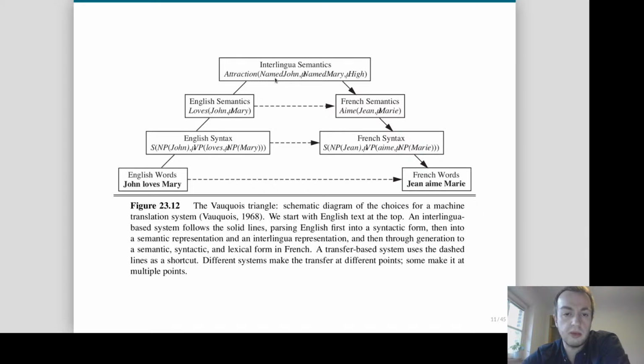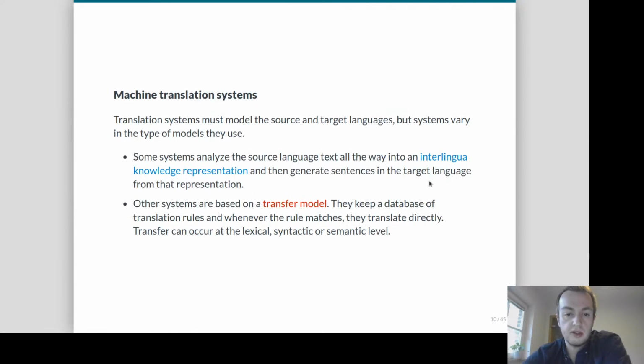And so you could also try to map your sentence into this global semantic representation, and then try to decode this representation back to the French sentence, right? And so this is the first bullet in this list. So some systems analyze the source language text all the way into an interlingual knowledge representation and then generate sentences in the target language from that representation. And then you may have other systems that are based on a transfer model, and they will keep basically a database of translation rules, and then whenever the rules match, they translate directly, right?